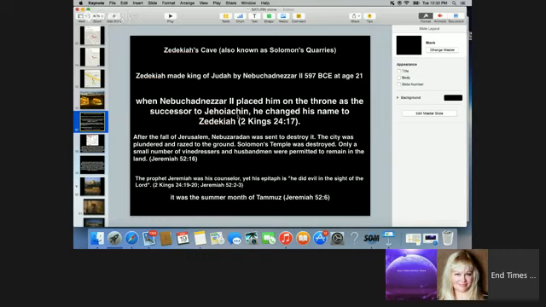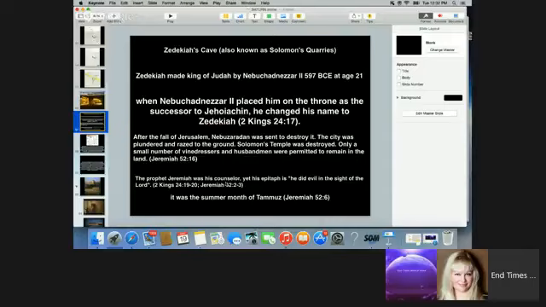His name was changed when he was placed on the throne, and after the fall of Jerusalem, there's a person named Nebuzaradan. I've never found any information on him yet, and he was sent to destroy it. The city was plundered and razed to the ground. Solomon's temple was destroyed. Only a small number of vine dressers and husbandmen were permitted to remain in the land, and that's in Jeremiah 52:16.